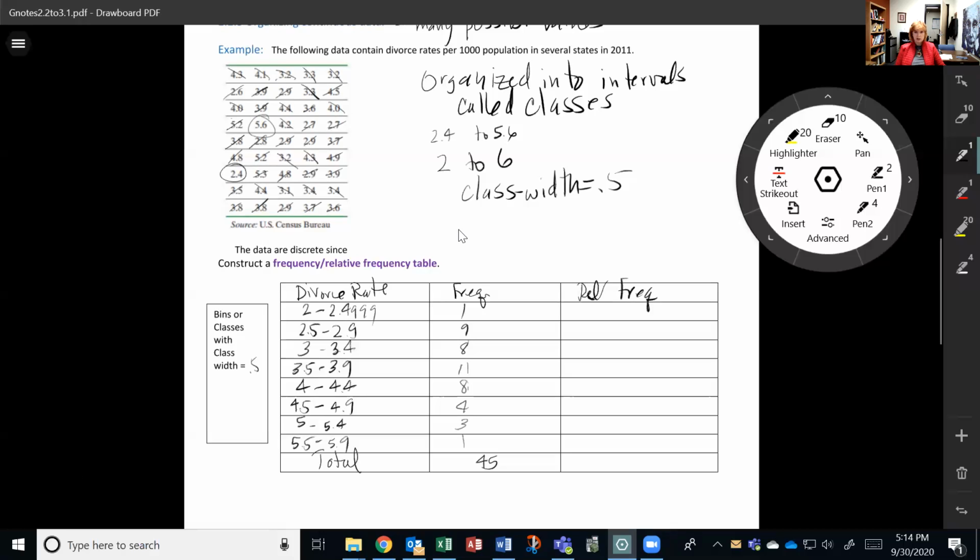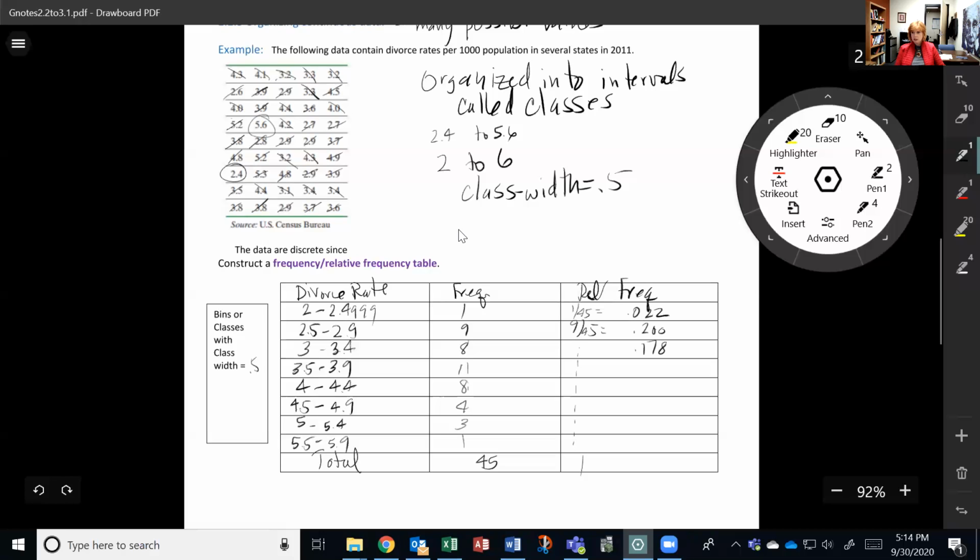So now my relative frequency, I get this by dividing everything by the total. So this is going to be 1 over 45, 9 over 45, and this will add up to 1. All right, so 1 over 45 is 0.022, this is 0.2, 0.178, 0.244, 0.178, 0.089, 0.067, 0.022, and this adds up to 1.000.